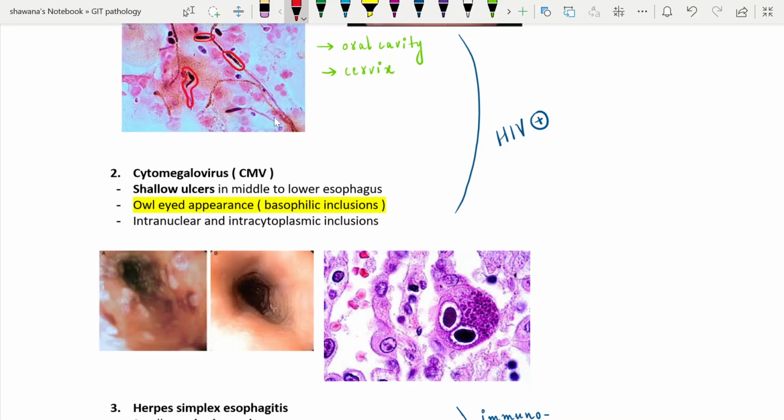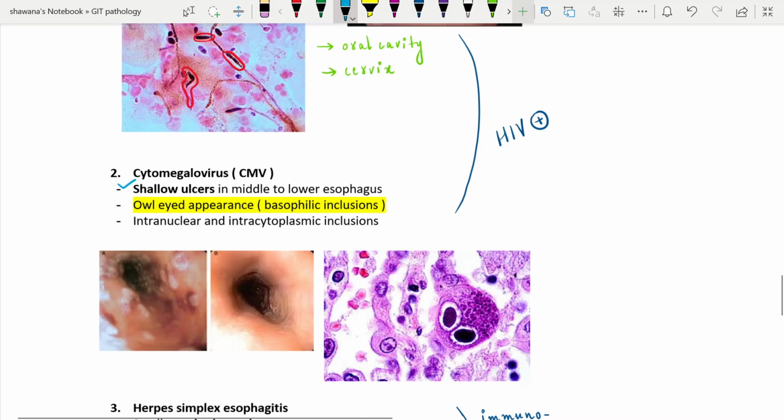The second virus is cytomegalovirus, CMV esophagitis, and the most common description for that is the formation of shallow ulcers in the middle to lower esophagus. Shallow ulcers means that these ulcers are not deep. But most important is the microscopic description of CMV.